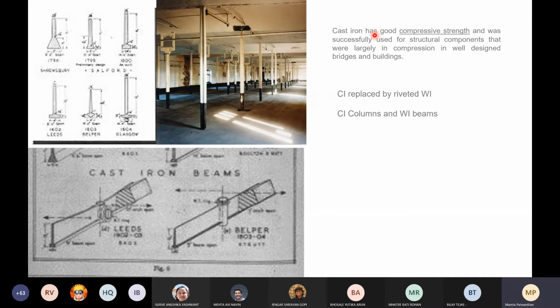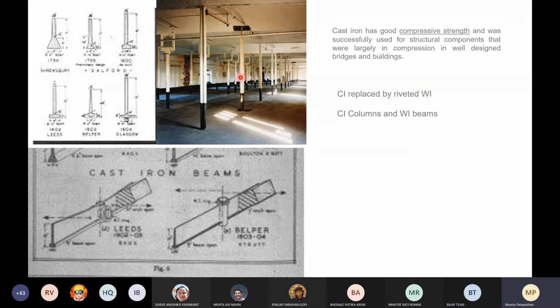So apart from the fact that it is good in compression, it is also brittle. And therefore, that's how they started moving from cast iron to wrought iron, and you still keep the cast iron columns because it's good in compression, like I said, and you move to beams that are made of wrought iron. But this is the first kind of building that started using cast iron columns.